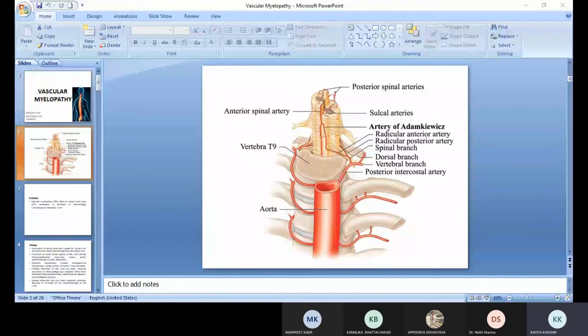Mainly two arteries supply the spinal cord: the anterior spinal artery and the posterior spinal artery.